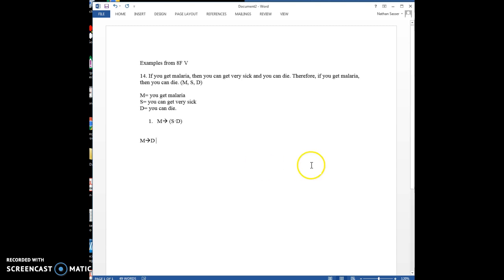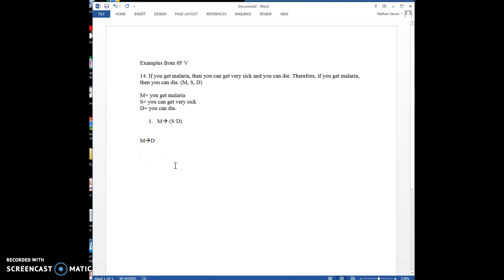There's basically three options. You could get it from a hypothetical syllogism, for example, like this: if M, then S, if S, then D, therefore if M, then D. Now, is that going to be my best way to go here? I don't think so, because I don't see any easy way to derive if M, then S, and if S, then D from this. At least it's not going to be any easier than deriving if M, then D itself. So I'm not going to use that.